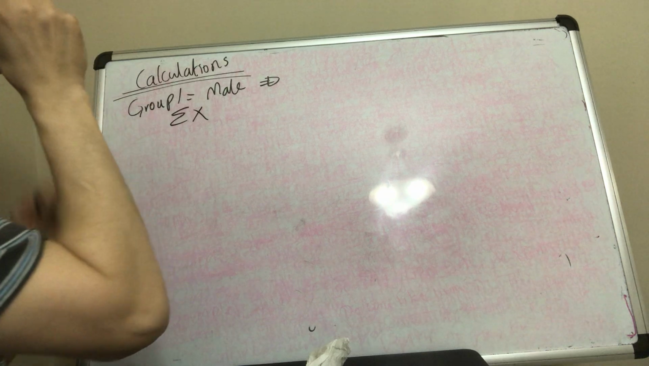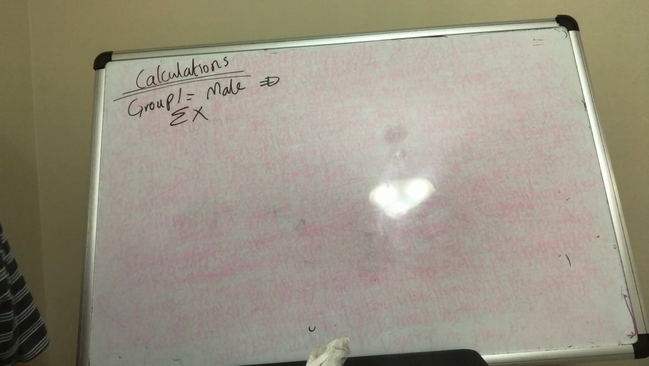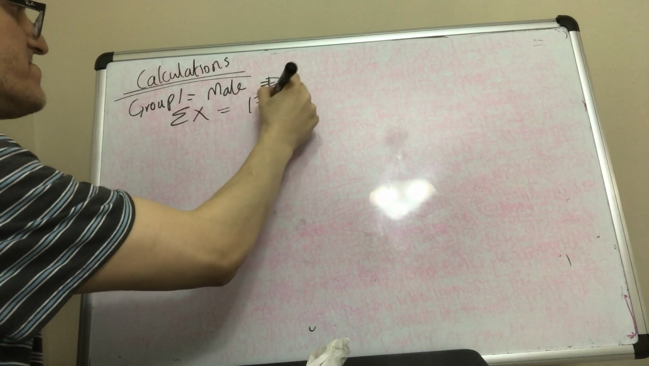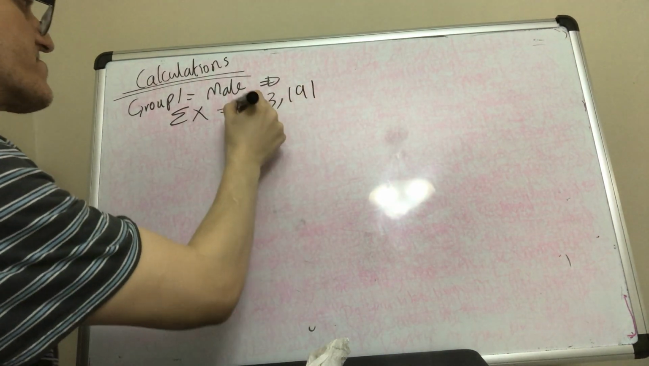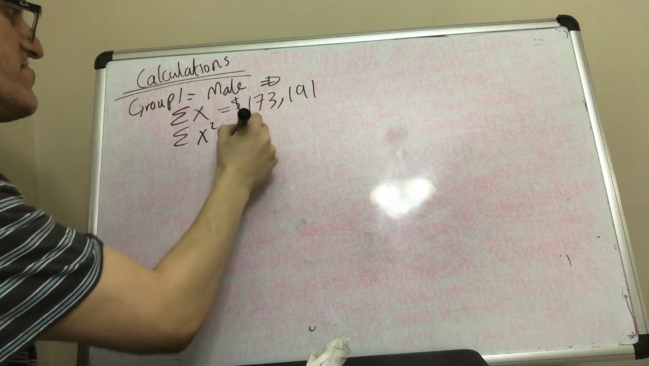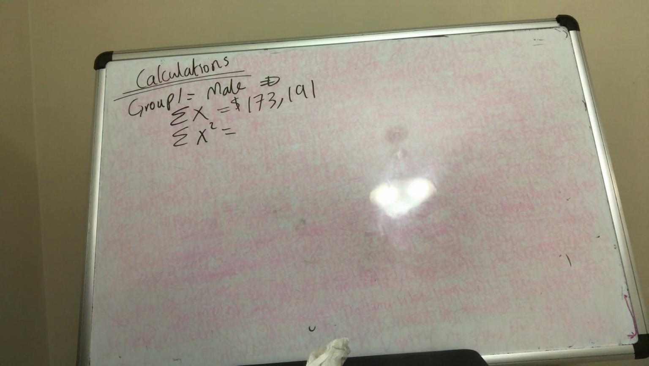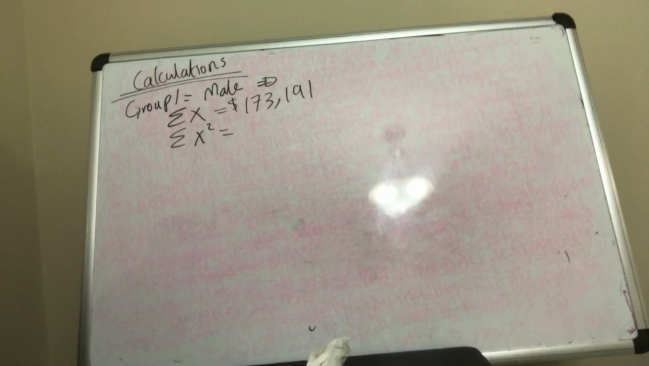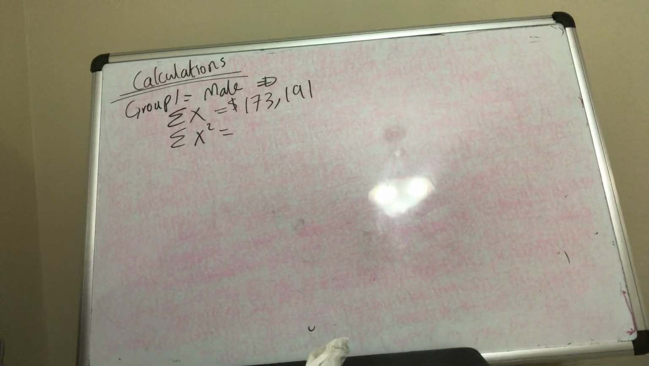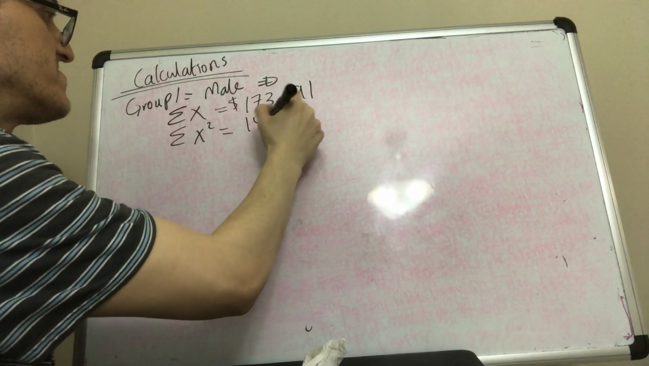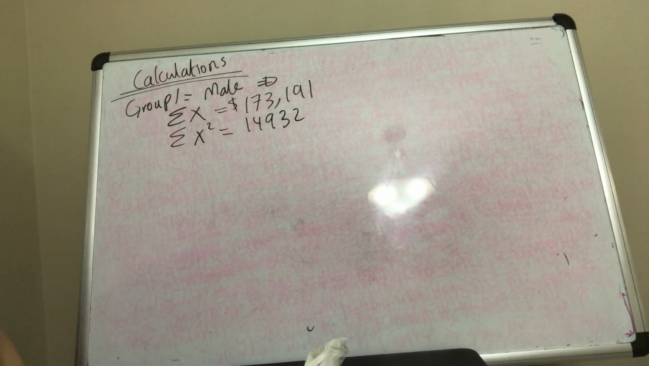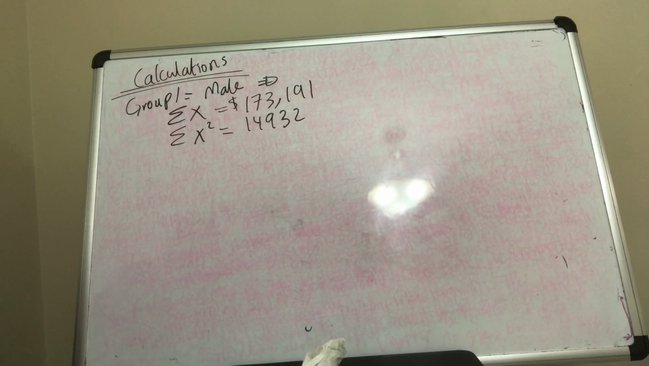you add up all the different numbers under male, and they add to, I did it in Excel, 173191. You also do it for the sum of x squared, and it's, let me just highlight this, 149327015.